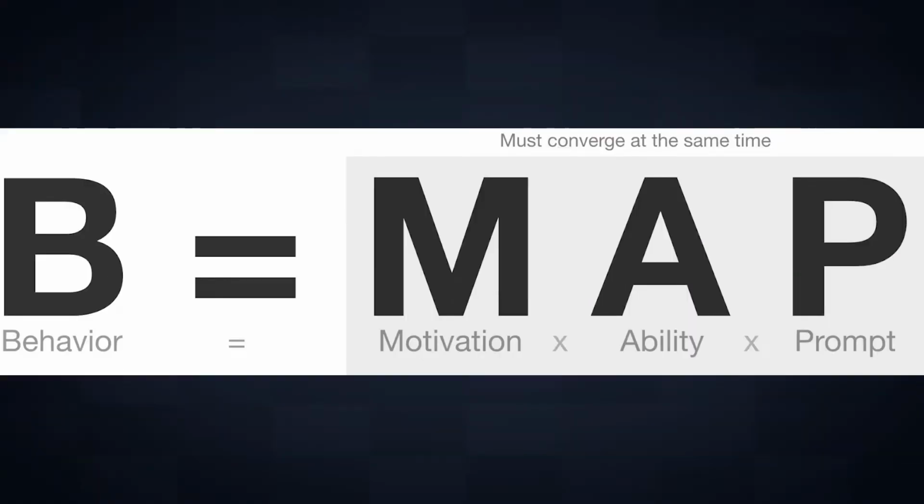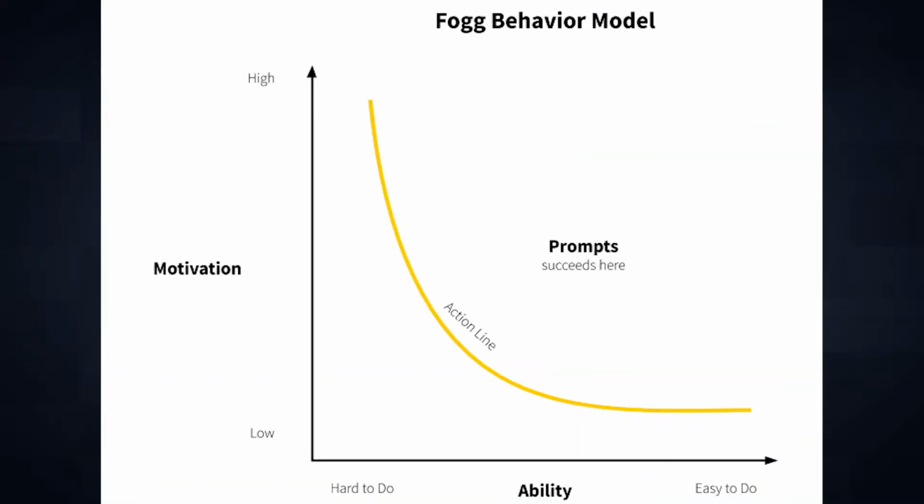Now together, these elements form the BJ Fogg behavior model. And if you plot motivation and ability on a graph, you'll see a curved smiling shape called the action line. In this video, I'm going to talk about how to build a behavior-based user onboarding email campaign using the power of the BJ Fogg behavior model.